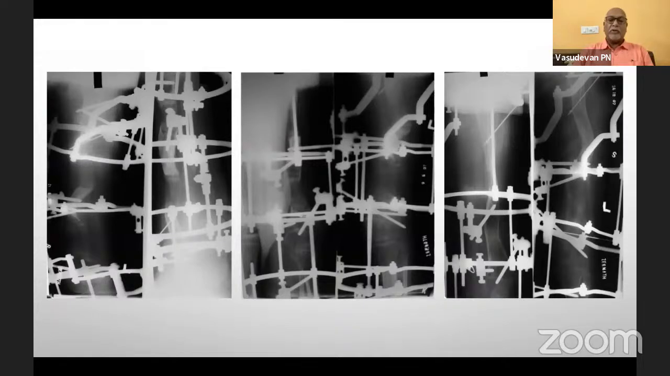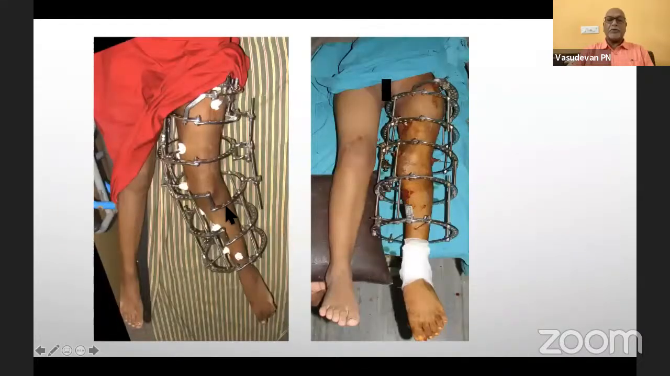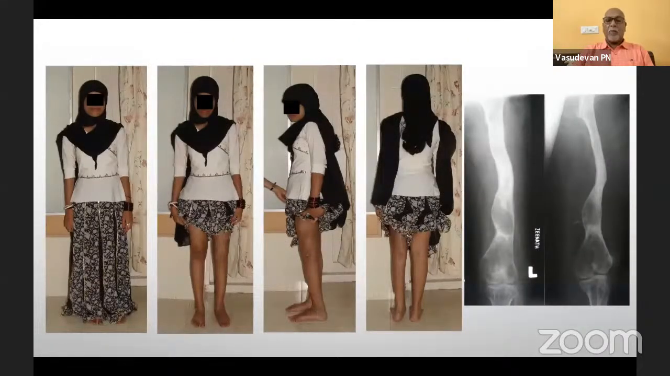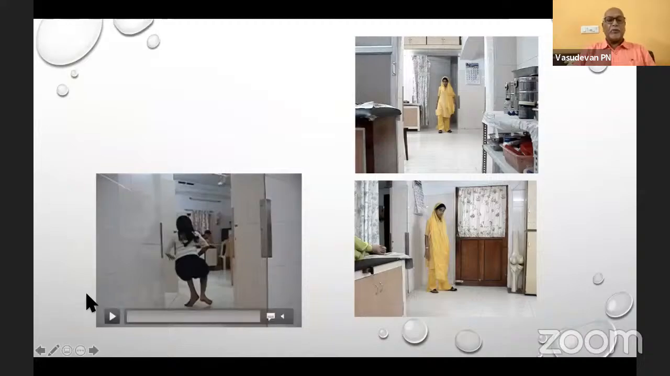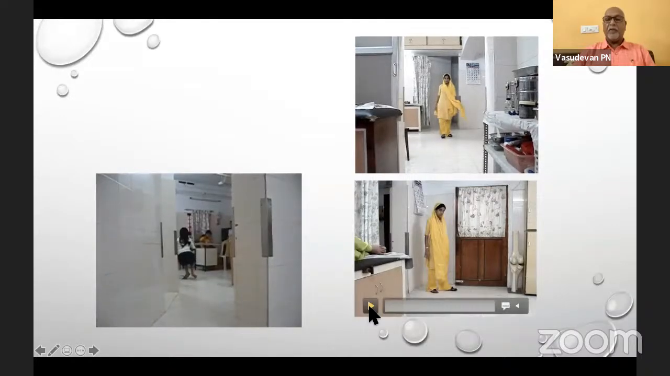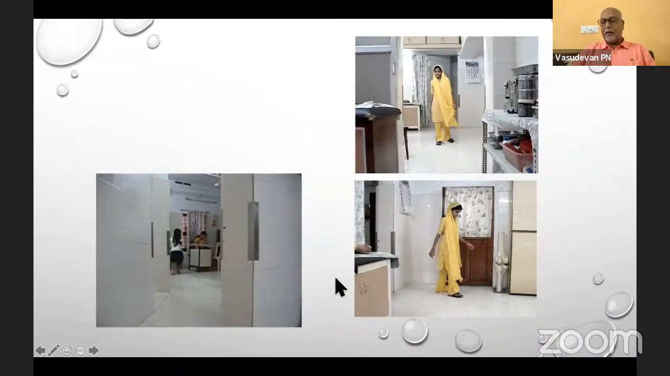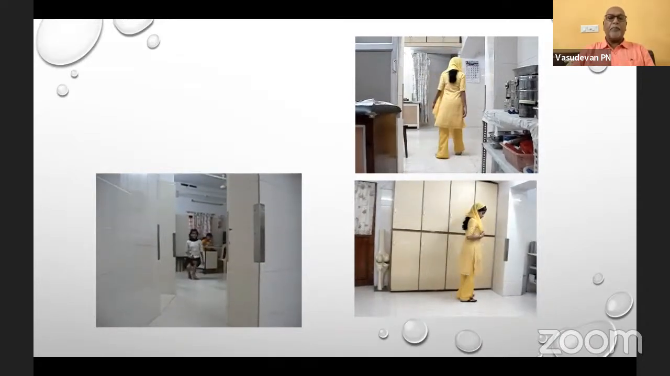So that was the original frame. In between, I added the half inch later on, so they become straight. From the before and after, this was how she was walking. Now she is walking like this. And this is after 6 weeks of removal of the frame. It took 11 months for correction.